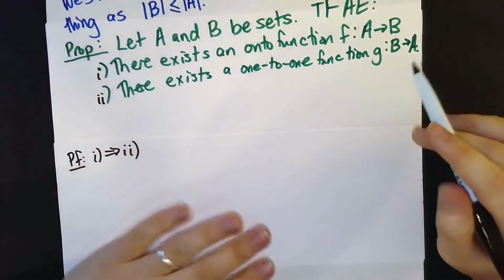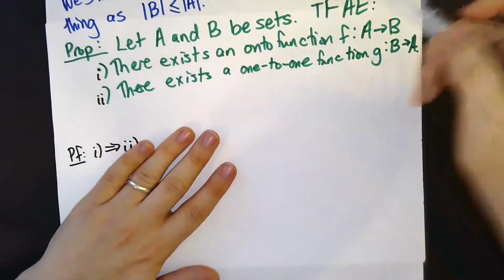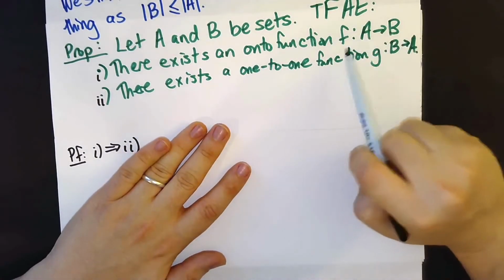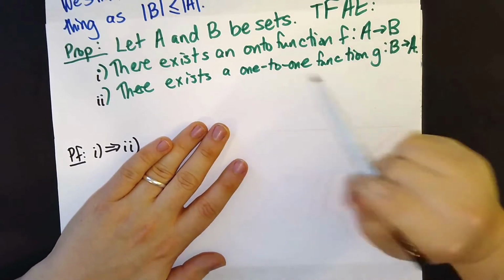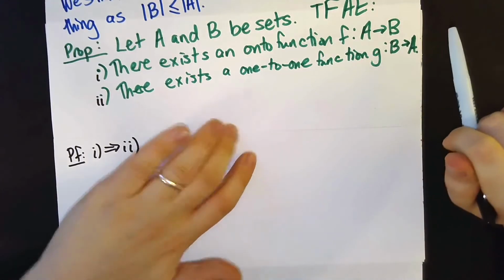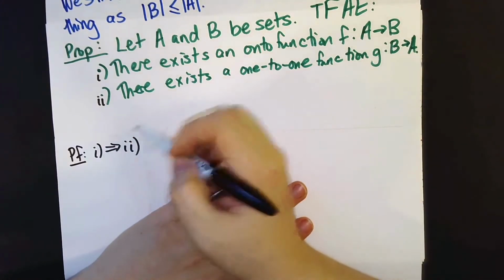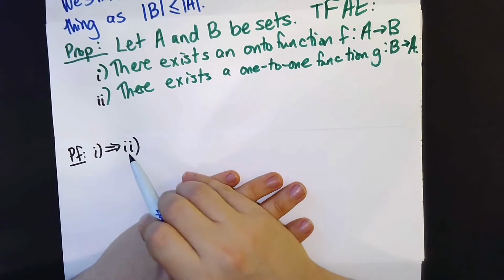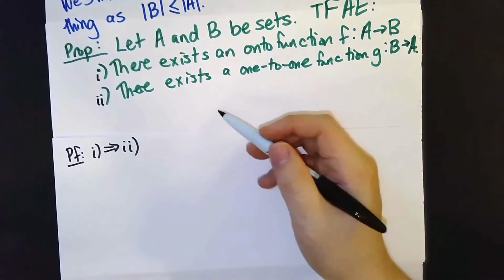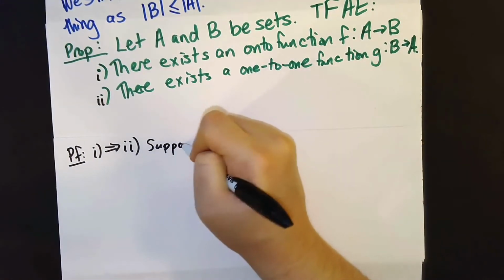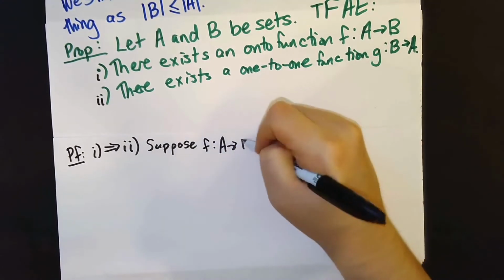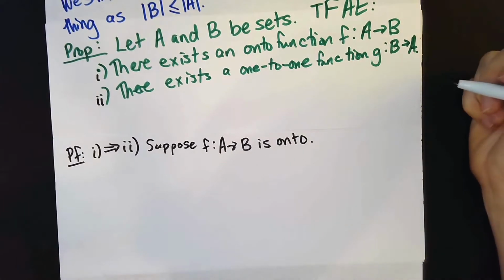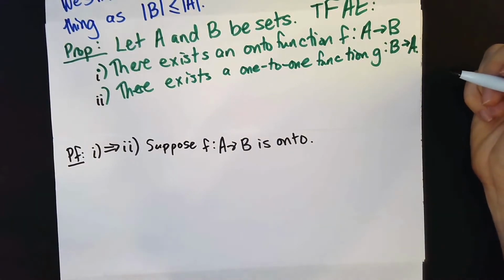I should note, before I get too deep into this proof, that what I said here is exactly equivalent to saying there exists an onto function f from A to B if and only if there exists a one-to-one function g from B to A. So our normal proof would be broken into a forward arrow and a backward arrow piece, now called the 1-to-2 piece and the 2-to-1 piece. Okay, so we're going to suppose one is true, so suppose f from A to B is onto. Now I need to show that there's in fact a one-to-one function from B to A.